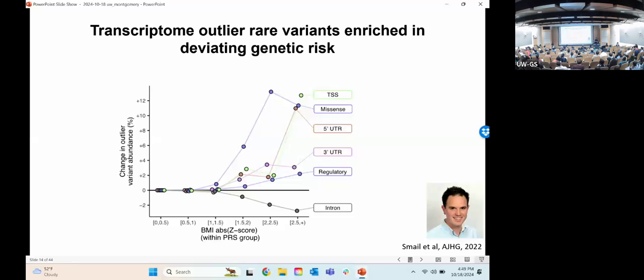And so what you're seeing at the bottom here is the deviation within the PRS group of the BMI score from expectation. And as we increase this deviation from expectation, they tend to have more and more of these sort of rare outlier variants that are present there. So it's giving us some clues that, okay, some of these variants might actually be interesting and impactful for complex traits. And if we could integrate them, we'd probably do a better job explaining genetic risk.